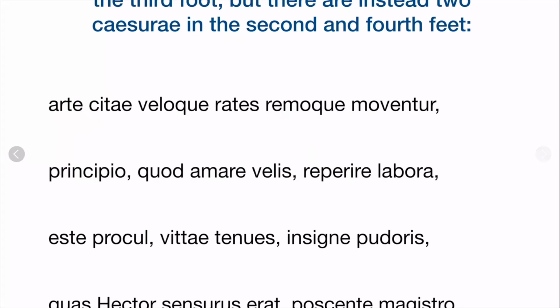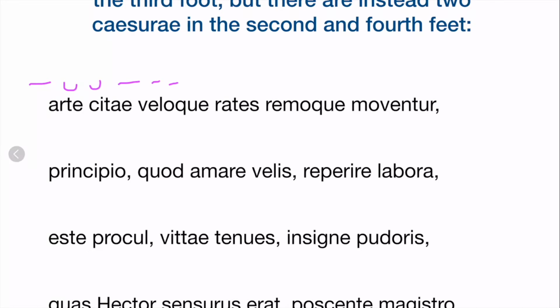It's kind of a subjective process, figuring out where you think the main caesura is. Okay? Here's a whole bunch of examples that you can scan yourself of lines that have, I think, 2 main caesurae in the second and fourth feet after 3 and 7, rather than 1 main caesura after 5. I'll scan one, and then you can pause it and scan the rest yourself.